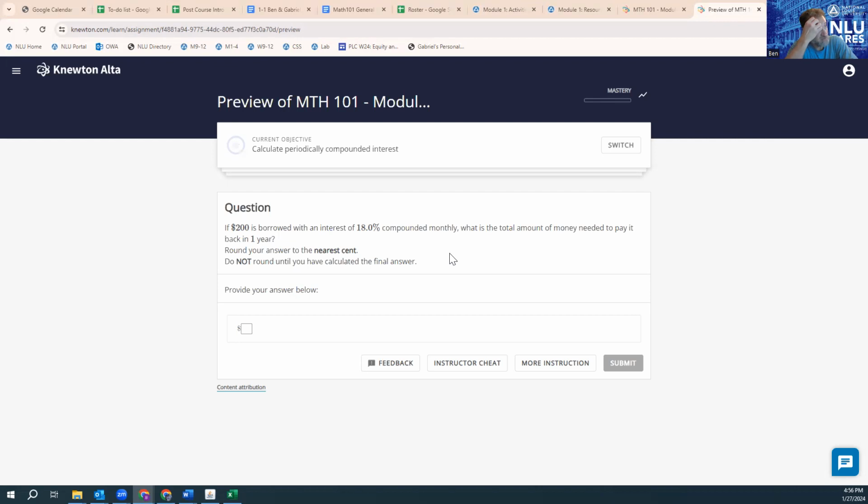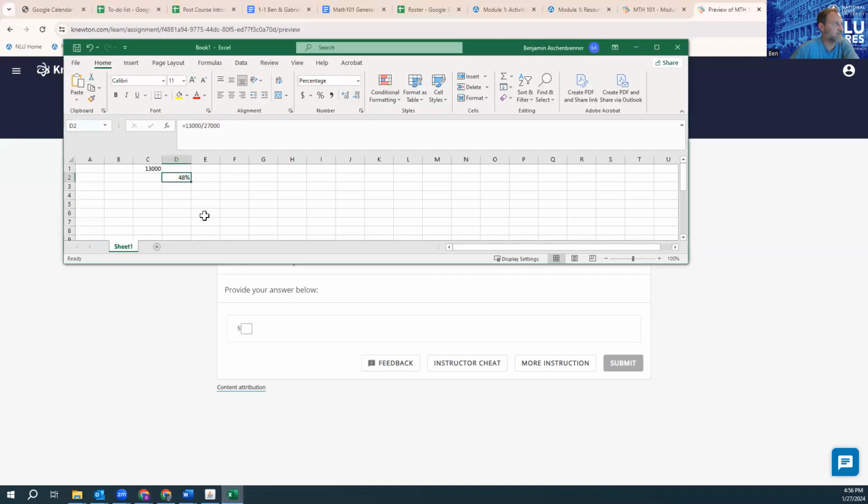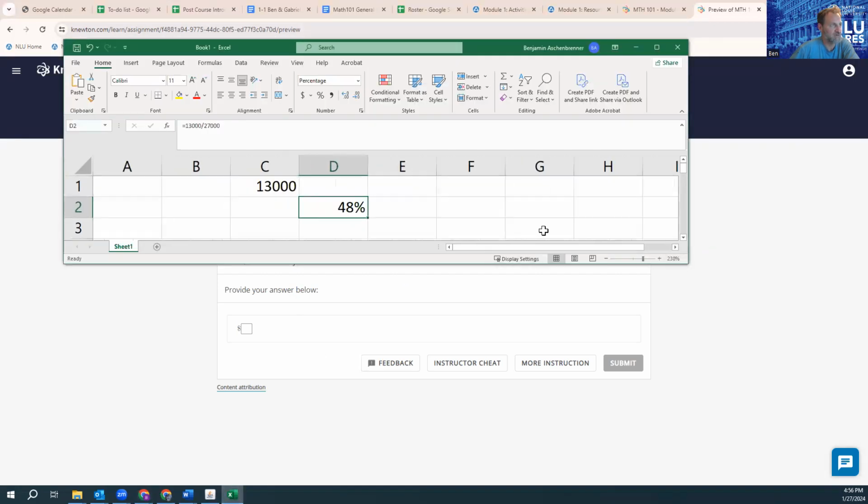$200, 18% compounded monthly. What's the total amount of money needed to pay it back in 1 year? So this is a little bit of a fakey question, and I'm not entirely clear about the compounding because it kind of sounds like you're compounding it at 18% per month. But I imagine that if this is a realistic question, this is actually an APR. And so what needs to happen, let's go back to Excel and let's increase this a little bit.